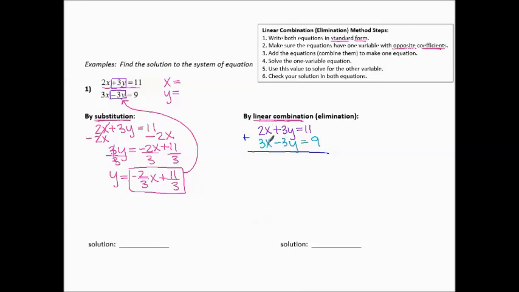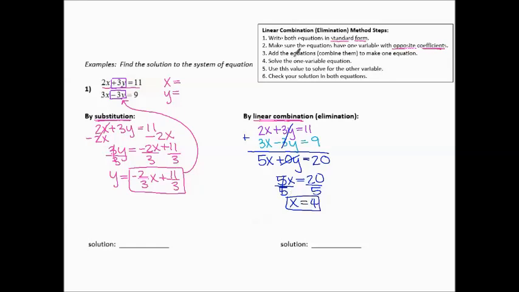So I'm going to have 2x plus 3x. I'm going to get 5x. Here, when I do plus 3y minus 3y, they will cancel out. I get 0y is equal to, when I add here, 11 plus 9 gives me 20. I can rewrite this. 0y can cancel out. 5x plus 0y is just 5x. That's my identity property. 5x equals 20. I can divide both sides by 5. So x is equal to 4.